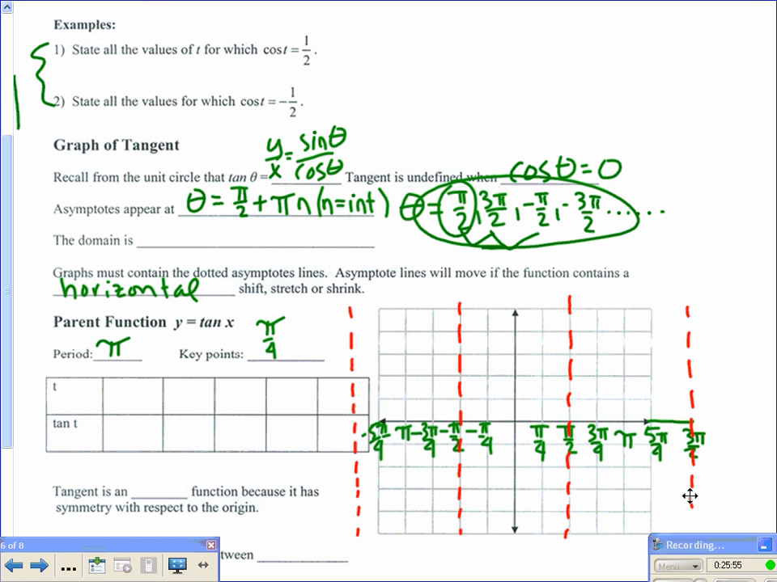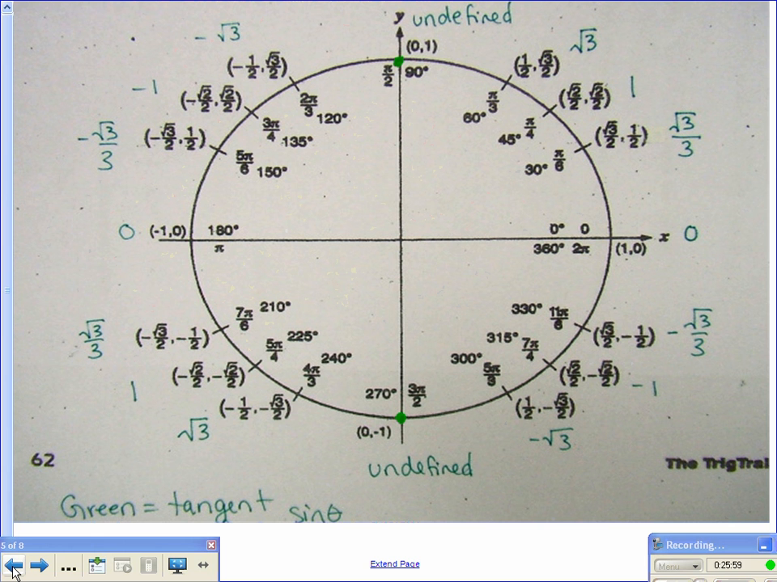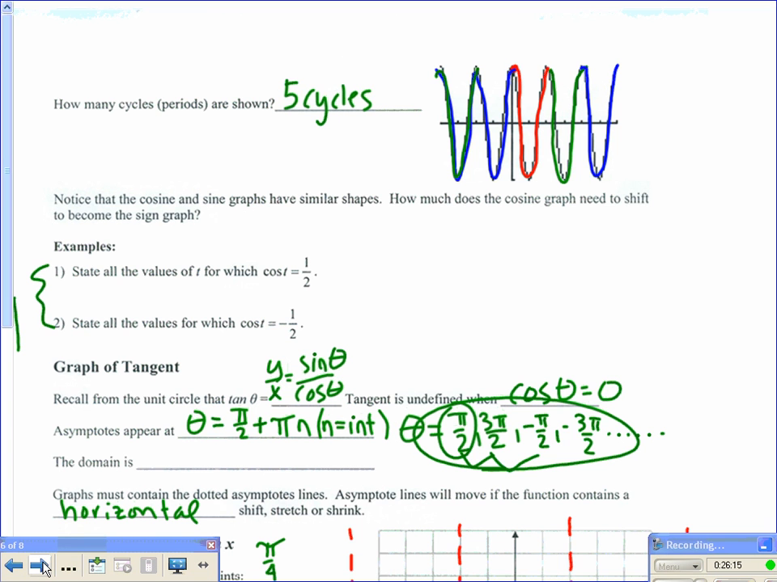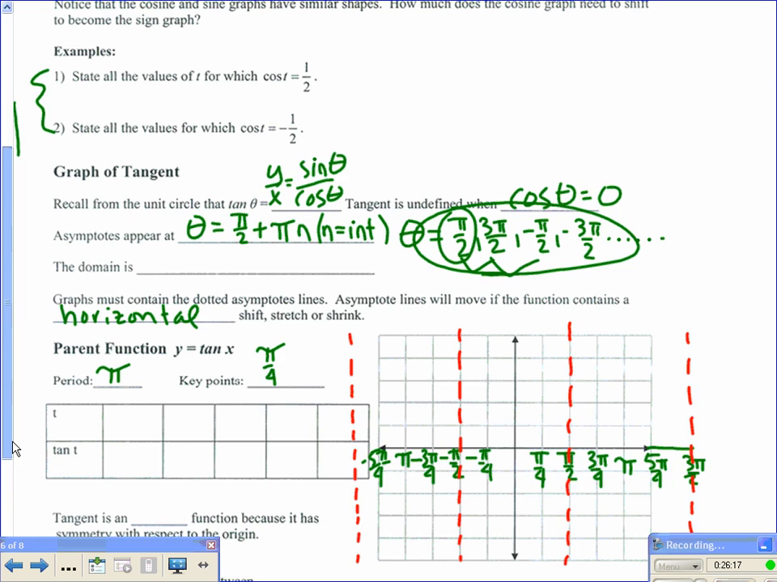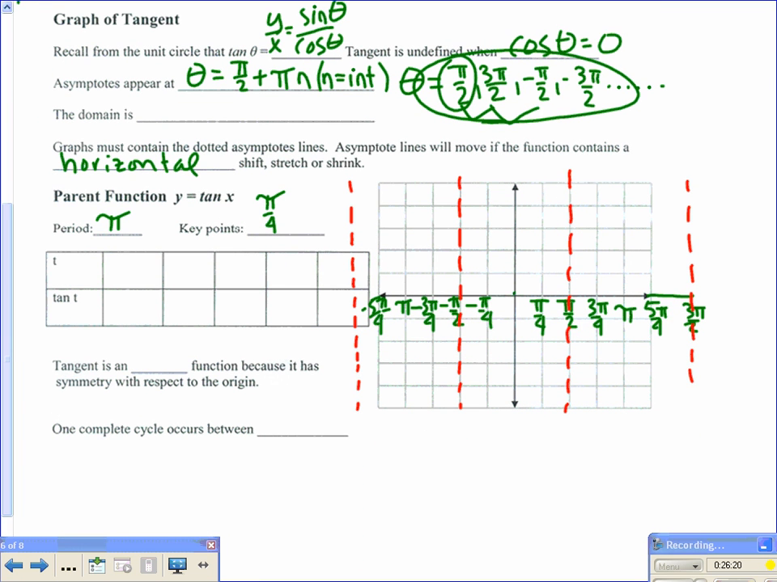So now we have to think about pi over 4, negative pi over 4, and 0 for tangent values. If I look at my unit circle, remember tangent is sine over cosine. So tangent right here is 0. I know that the tangent of pi over 4 is 1. At negative pi over 4, it's negative 1. So I'm going to use those to help me graph. So for my graph here, tangent of 0 is 0, pi over 4 would be 1, and negative pi over 4 is negative 1. So I know that part of my graph.